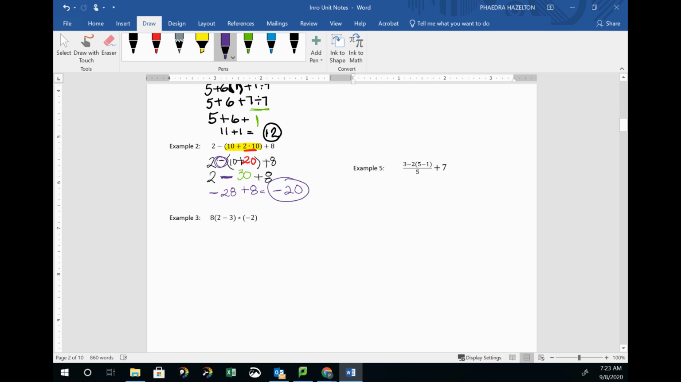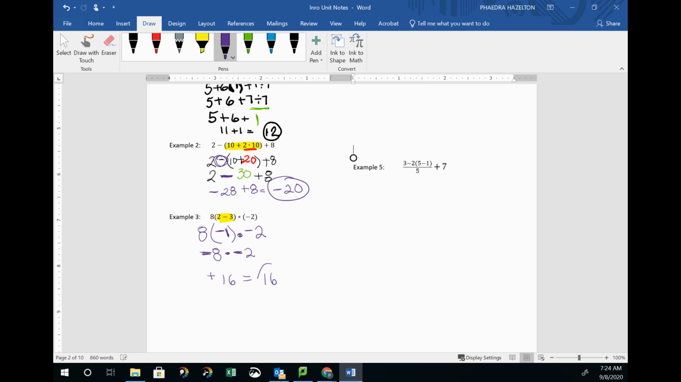That one's a trick. Again, we're going to do the groupings first. So we're going to do those parentheses. So 2 minus 3 ends up being negative 1. And then you still have 8 times negative 2. So 8 times negative 1 ends up being negative 8 times negative 2. 8 times 2 is 16. And a negative times a negative is a positive 16. So my answer is just 16.